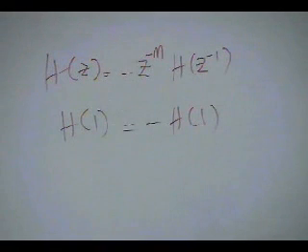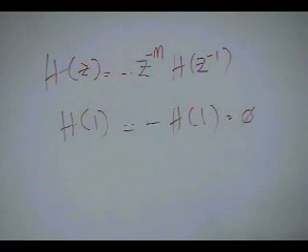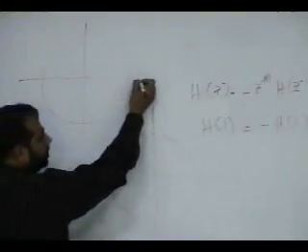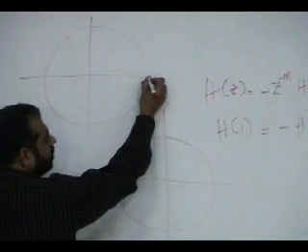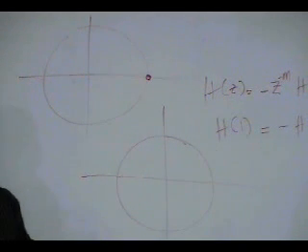So you get H(1). When can this be true? H(1) is equal to minus H(1) only if H(1) is 0. This is only true because x equal to minus x is the same. It is only true if H(1) is 0. What is H(1)? Where is 1 on the unit circle? Here. So whether it is type 3 or type 4, there will always be a 0 at omega equal to 0.